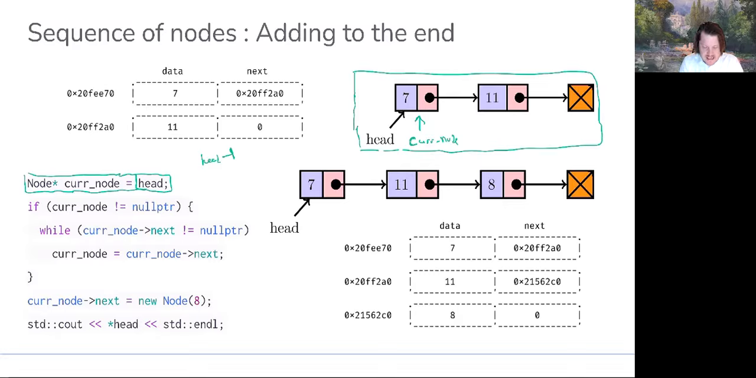So the next step is to actually move from node to node. While cur's next is not equal to the null pointer, we're going to move from the node we're currently on to the next node. We do that by assigning cur node the address stored in cur node's next. So we're going to take the value stored there and assign it to cur node, which will effectively make cur node point to the second node object in the list.